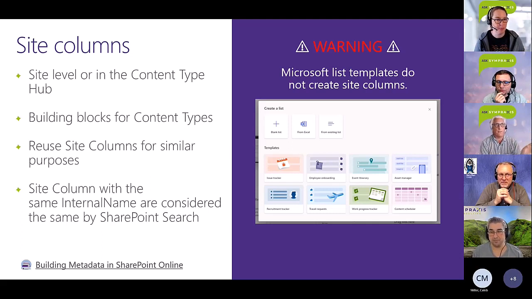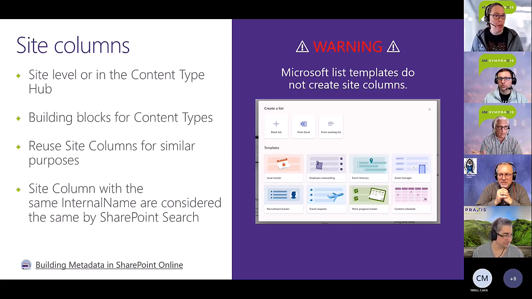All of the site columns with the same internal name, so I can create that same site column manually across many sites if I choose to, are considered the same by SharePoint and by SharePoint Search. That is something I actually didn't even know until about a year and a half ago. I always thought you had to create site columns in the content type hub, that they had to come from the top, but you can create them with the same internal name in multiple places, and they all become the same crawled property.